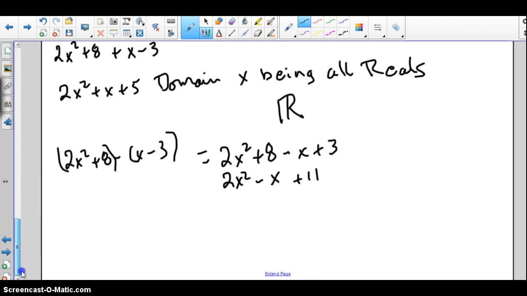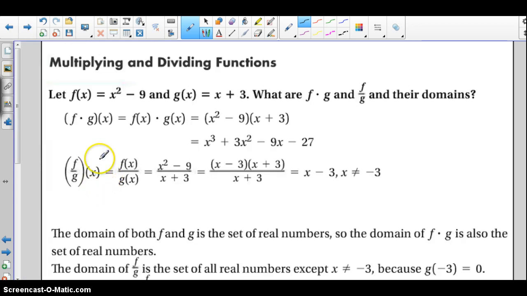Let's take a look at the next operations, multiplication and division. And here we have two new functions, f of x and g of x, and they want to find out what it's going to look like when you multiply these two functions together and when you divide these two functions together.